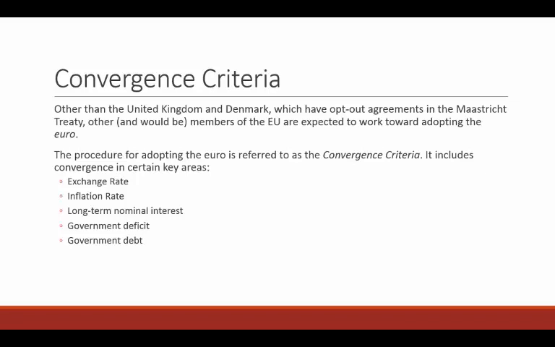The convergence criteria involves would-be members converging on 5 key areas, which are on exchange rates, inflation rates, long-term nominal interest rates, government deficits, and the government debt. It should be noted that the United Kingdom and Denmark, which are not members of the Euro, have opt-out agreements under the Maastricht Treaty. Other members of the EU are expected to work toward adopting the Euro. So let us look at each of these criteria.